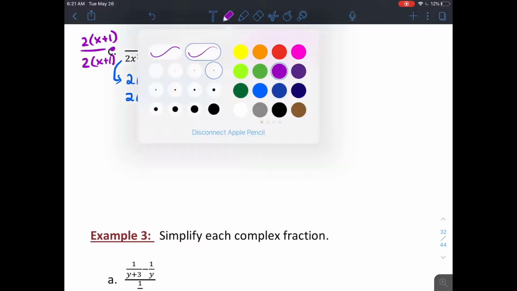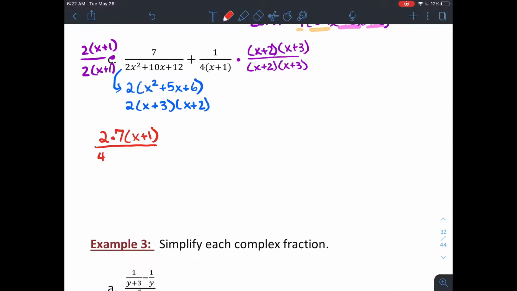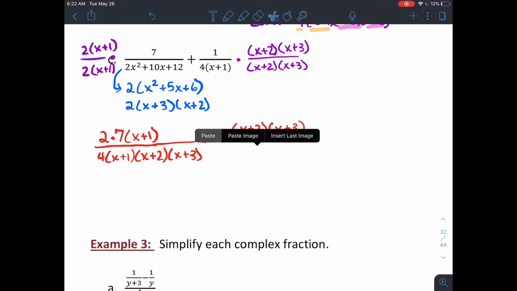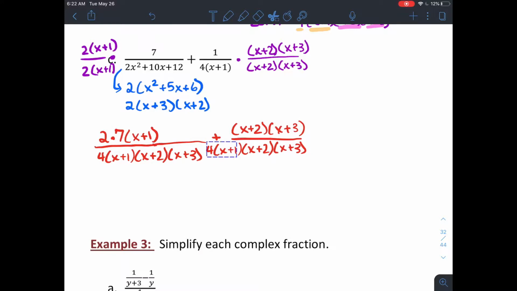I'm not actually going to start distributing and multiplying things together yet. I'm just going to rewrite it. So my first fraction, numerator multiplied, is going to look like that. My denominator is going to be 2 times 2 is 4, and then all of those factors like I wanted. And then my second fraction has 1 times x plus 2 times x plus 3 on top. And then the denominator is the same, so let me copy and paste here. There we go. Okay.